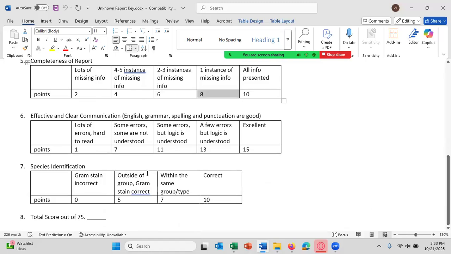Now we talked about the species. So for a total of 75, and you'll get the points out of 75. Any question about the grading?